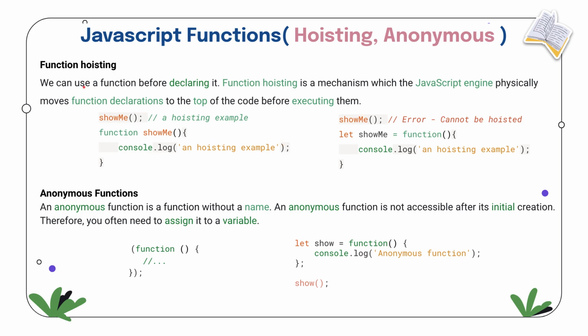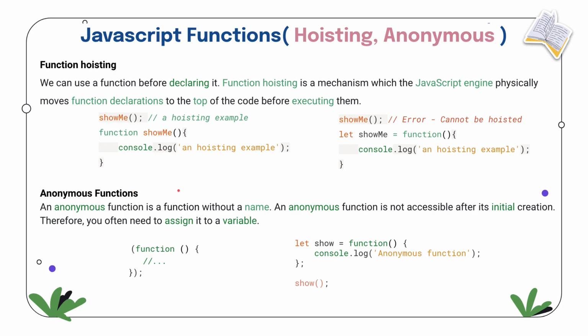So we can see, same, we have called the function before declaring it. Function hoisting is the mechanism where the JavaScript engine physically moves the function declaration to the top of the code before executing it, right? That is function hoisting. Okay, any issue, any doubt here on function hoisting? Okay, so next we'll move on to anonymous function.